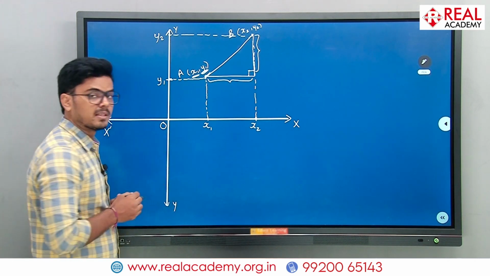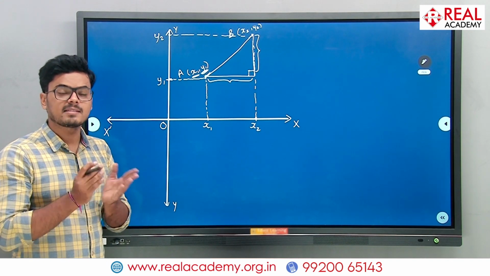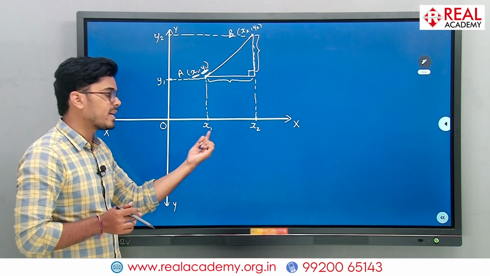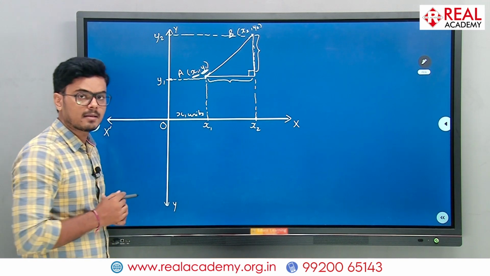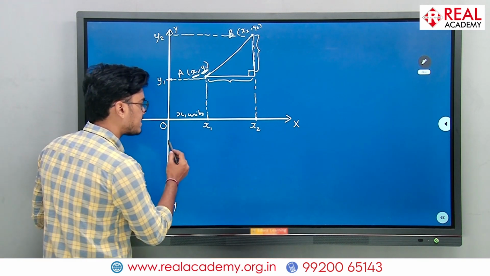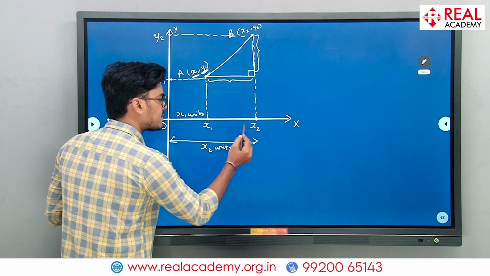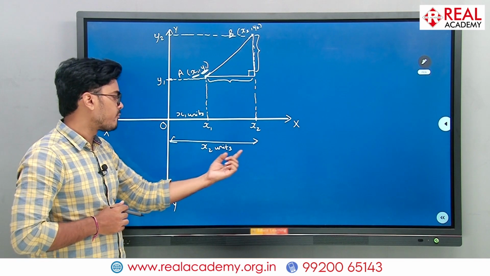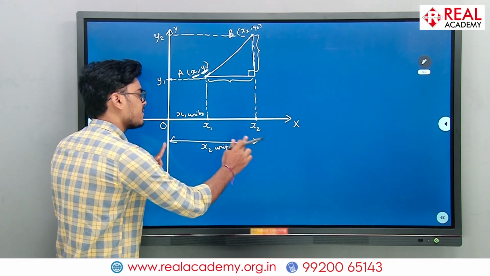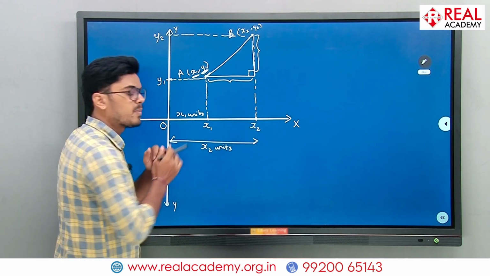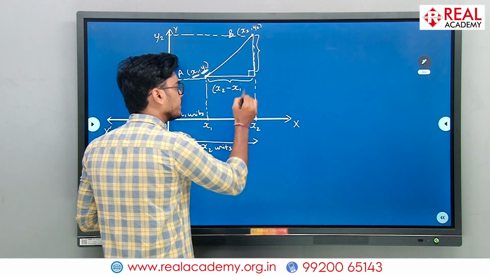From 0 to x1, correct? You know on the number line how much is the distance between 0 and any other number? It's the number itself, correct? So 0 to x1, the distance is x1 units, correct? Similarly, 0 to x2, the distance is x2 units. So what is this distance? All you have to do is, from x2 units, you have to subtract x1 units. So from total this much distance, if I subtract this much distance, this is the remaining distance, correct? So this distance is nothing but x2 minus x1.